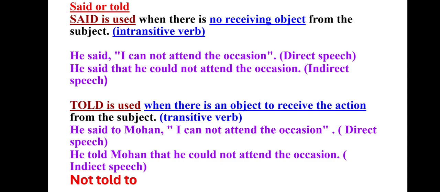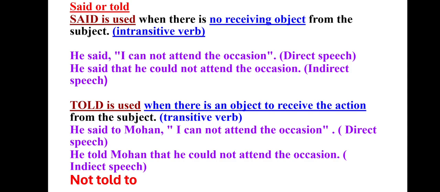First, it should be very clear. Now you will be able to understand. Said is used when there is no receiving object from the subject, meaning intransitive verb. When the verb is objectless, then said is used. Please take care. Example, he said to whom we don't know. He said, I cannot attend the occasion.